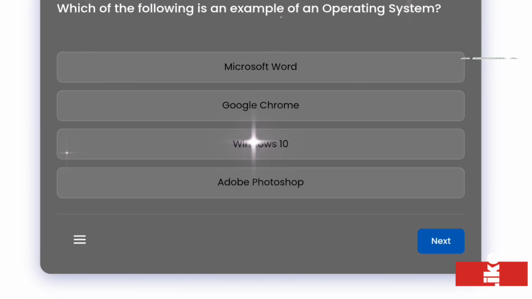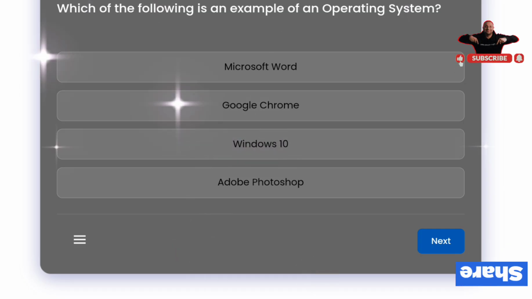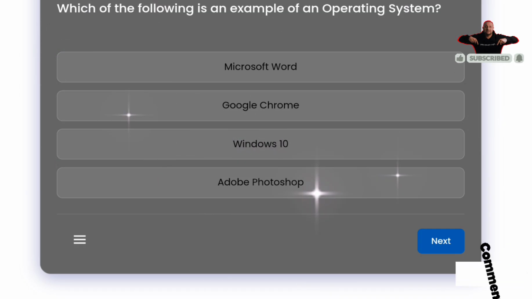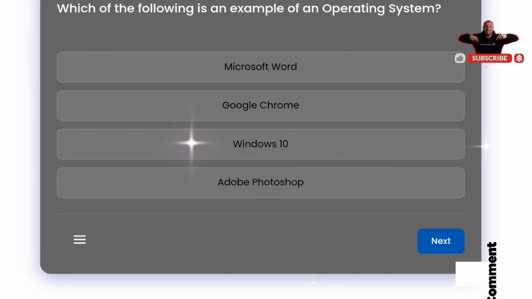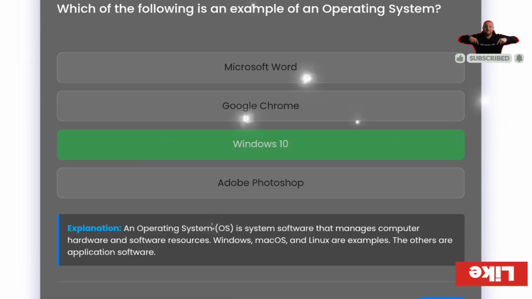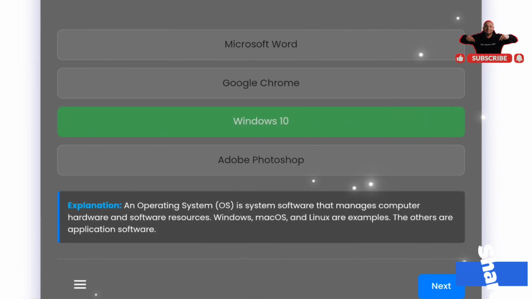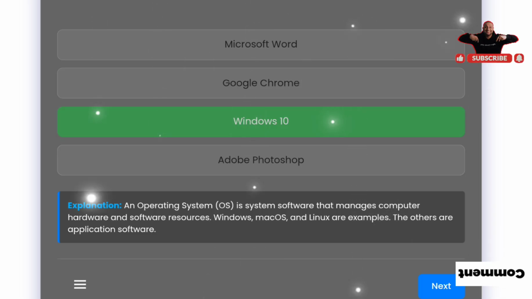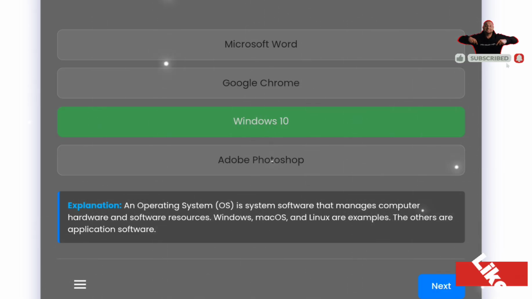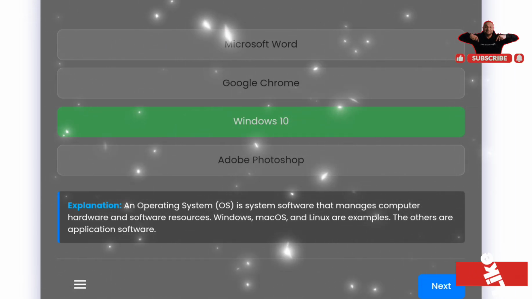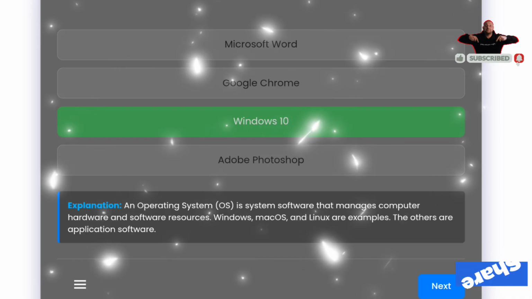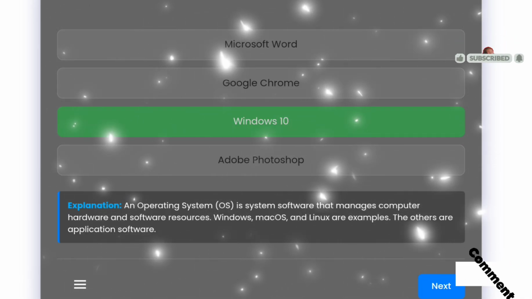Next question, which of the following is an example of an operating system? कौन सा ऑपरेटिंग सिस्टम होता है? माइक्रोसॉफ्ट वर्ड, गूगल क्रोम, विंडोज 10, एडोबी फोटोशॉप. कौन सा? Windows 10. An operating system is system software that manages computer hardware and software resources. Windows, macOS and Linux are examples. The others are application software. Microsoft Word, Google Chrome and Adobe software are application software, but Windows is an operating system, OS.